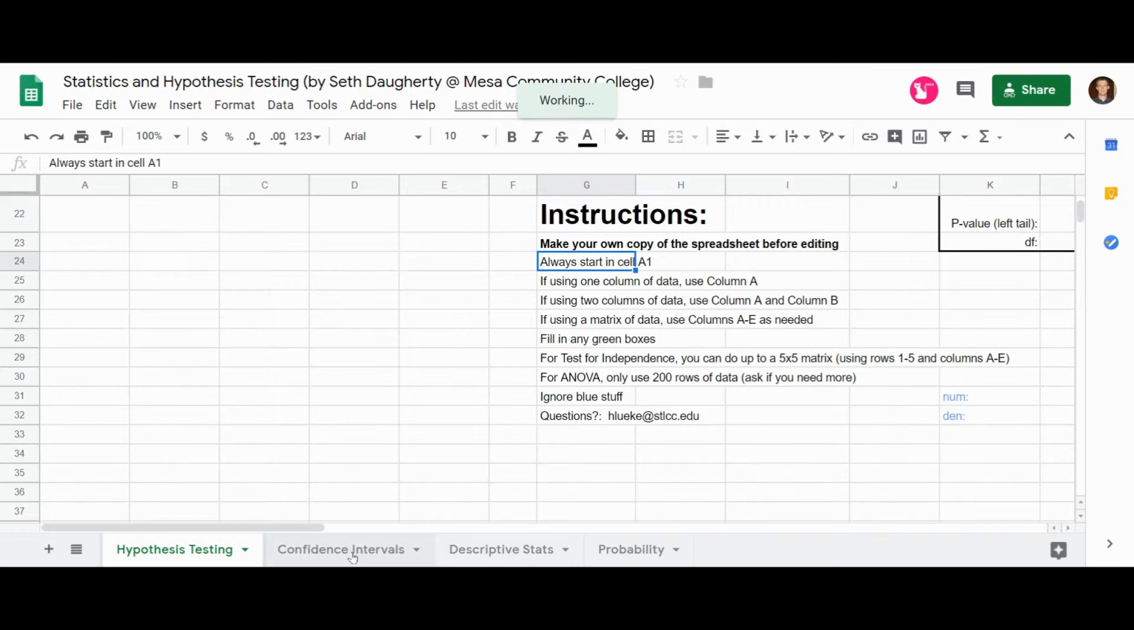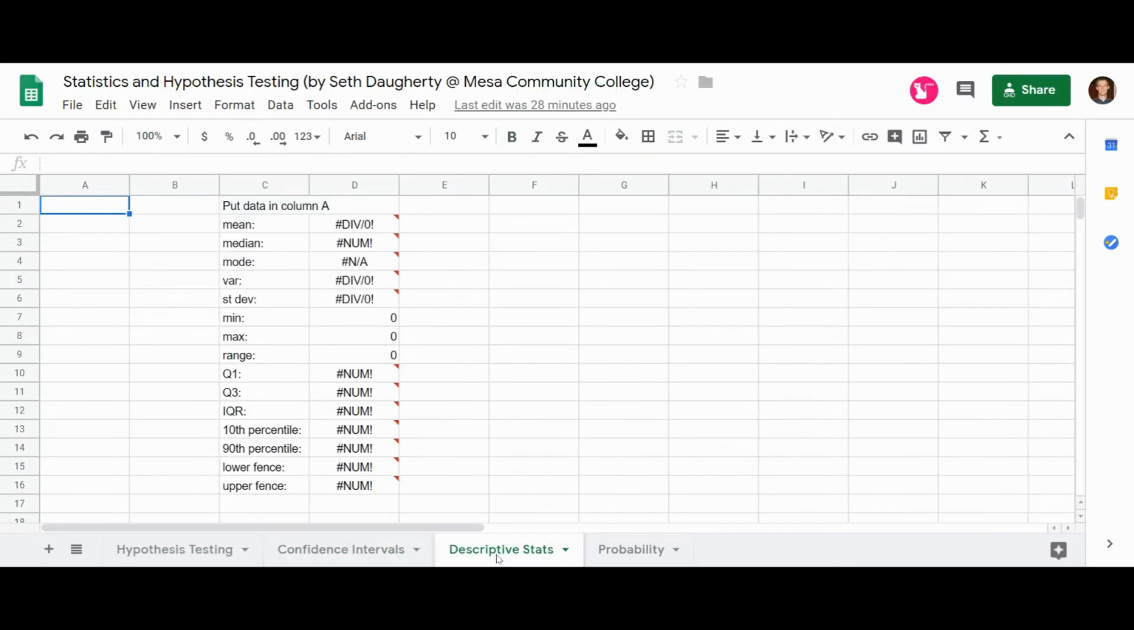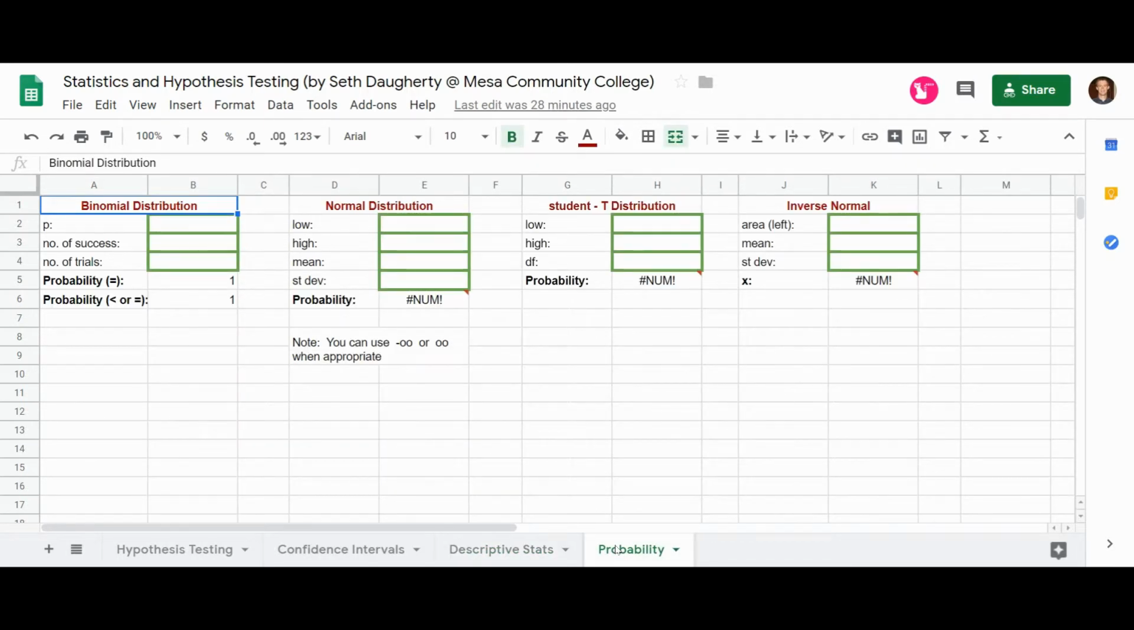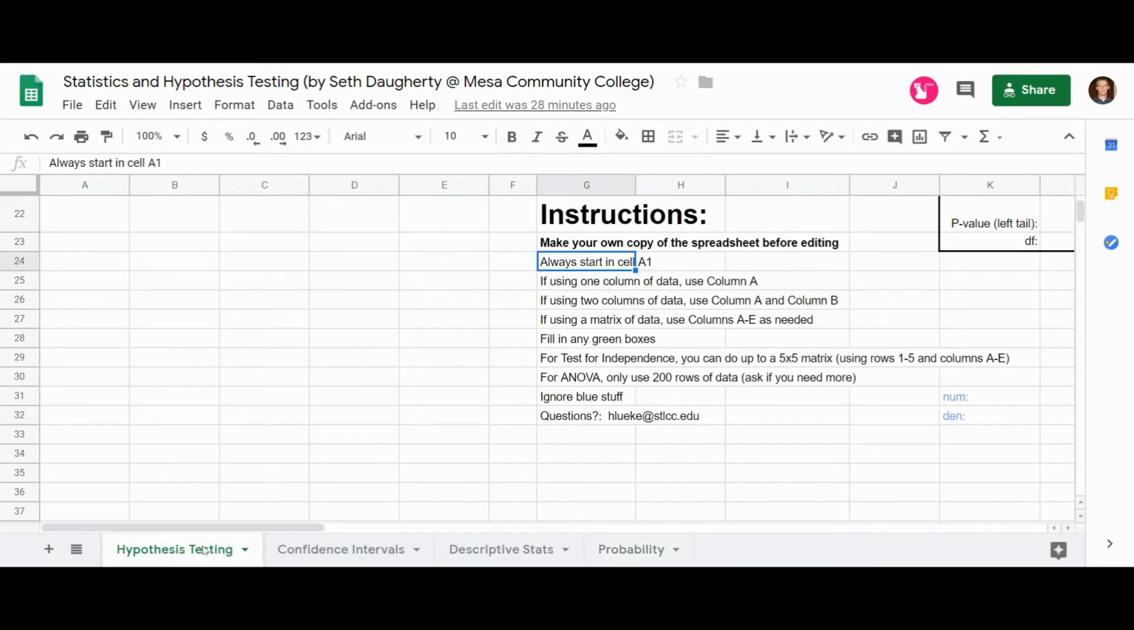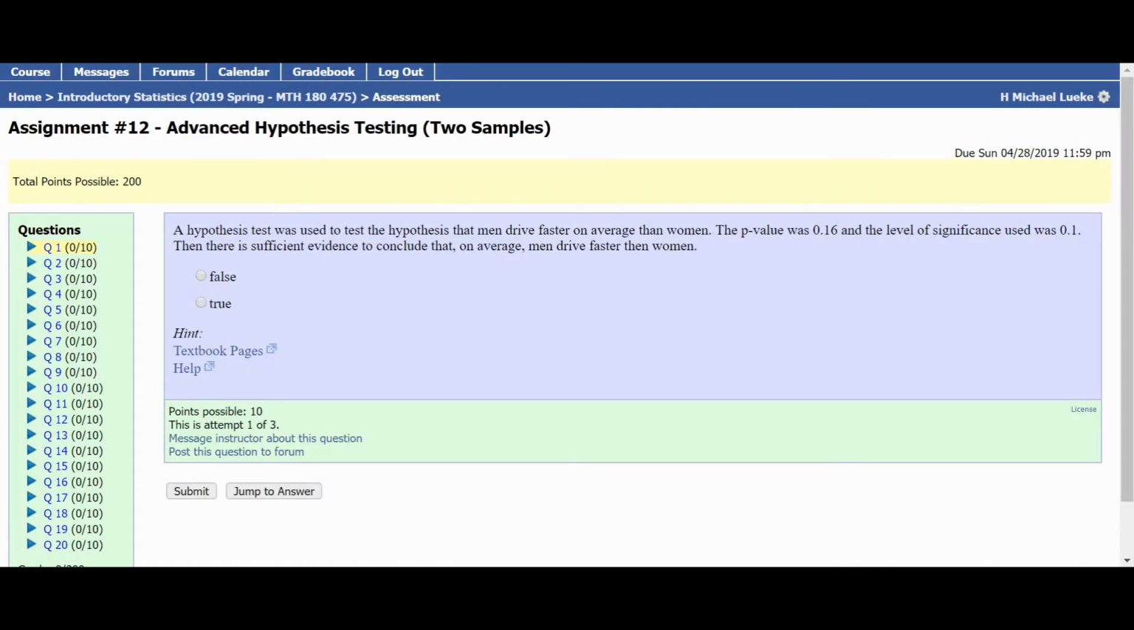Notice this spreadsheet also has some pre-filled things that you can use for confidence intervals and for finding descriptive statistics, as well as doing some things related to probability. These are simpler sheets, and you're welcome to use these in the future. But for now, I'm just going to show you this hypothesis testing sheet. And let's go to one of the problems in the assignment.